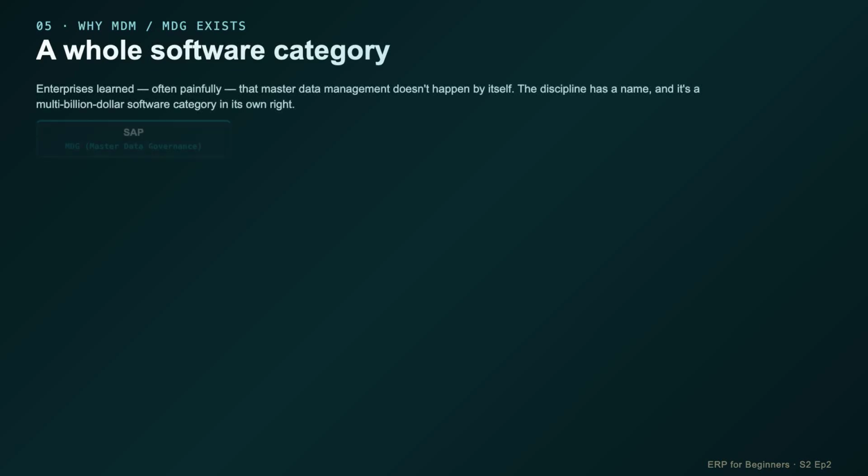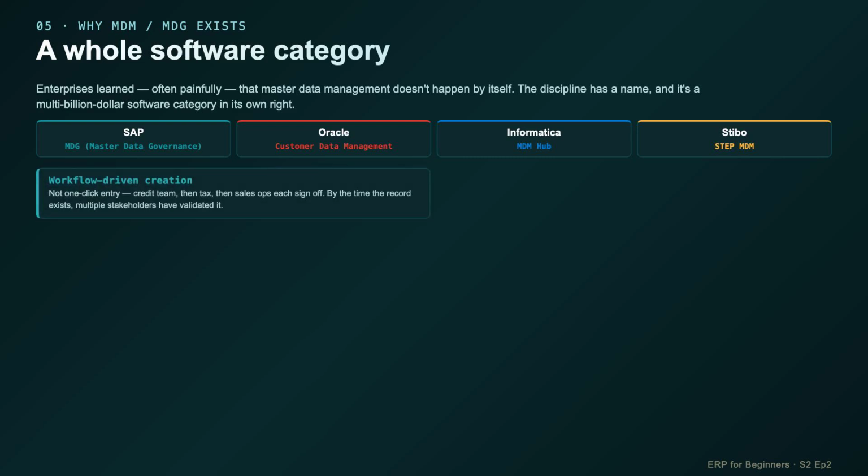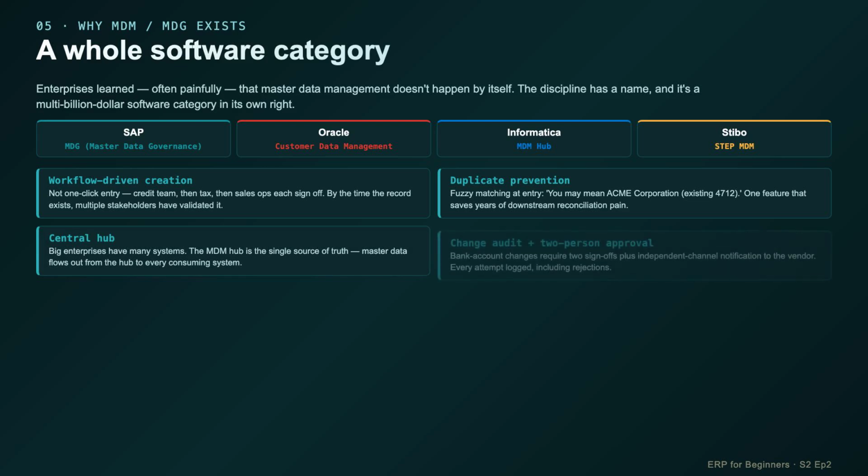Enterprises learned, often painfully, that master data management doesn't happen by itself. The discipline has a name, MDM, Master Data Management, in the generic term, MDG, Master Data Governance, in SAP's specific product. It's a multi-billion-dollar software category in its own right.